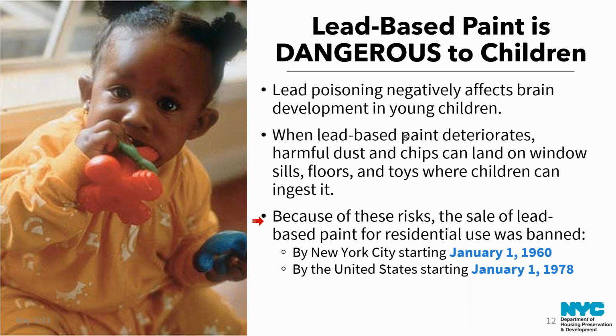So recognizing all of these risks, lead-based paint was banned for residential use by New York City starting on January 1st, 1960, and by the United States starting on January 1st, 1978, 18 years later. These two dates are very, very important for understanding lead-based paint rules because different regulations will use these as their cutoff for when the rules apply. We'll go over that in more detail as we go, but 1960 and 1978 are key dates to be aware of.